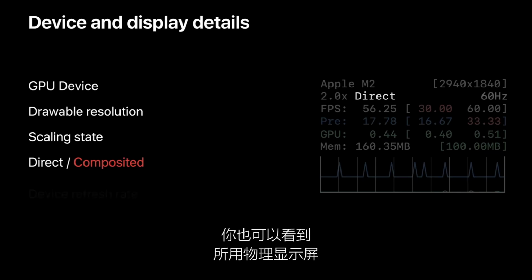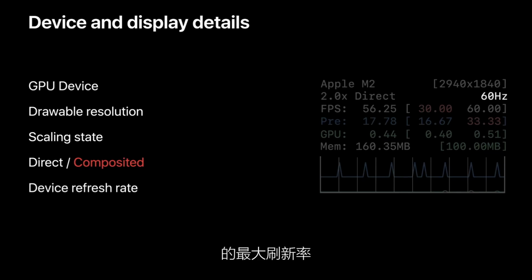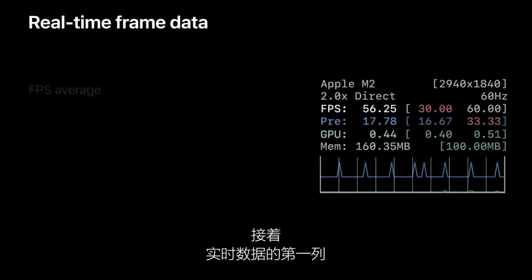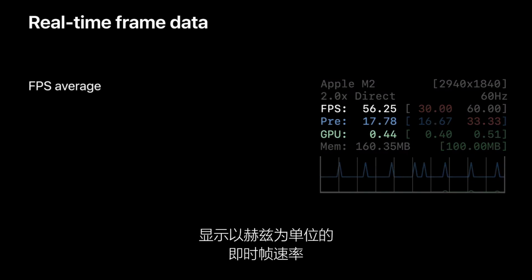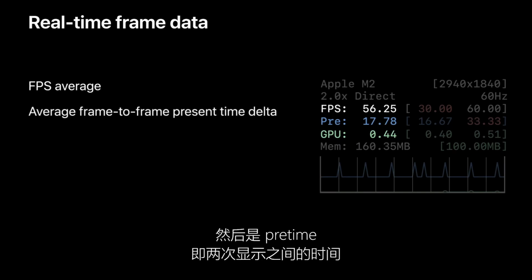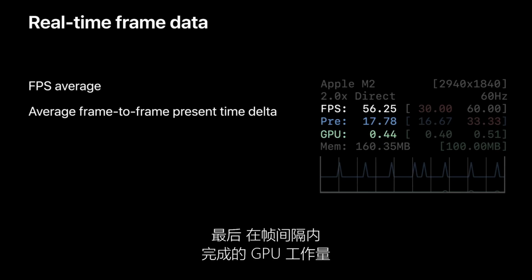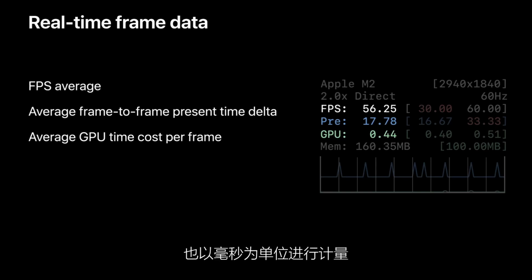You are also going to see the maximum refresh rate of the physical display being used. For variable refresh rate displays, you will also see the minimum refresh rate of the display, so you'll see the possible refresh rate ranges that are available. Next, the first column of the real-time data shows the instantaneous frame rate in hertz, or frames per second. Then the present time, or the time between your presents, also known as the frame time, or frame interval, in milliseconds. And finally, the amount of GPU work that was completed in the frame interval, also measured in milliseconds.